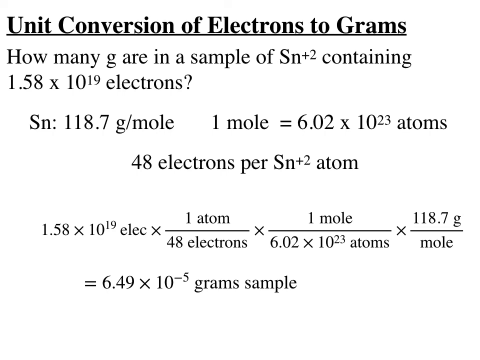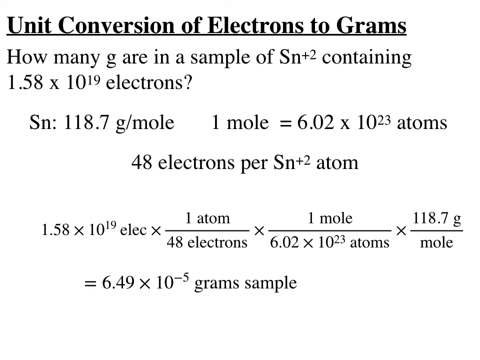You are going to need to know how many electrons are present in a tin plus 2 cation. Now remember what we spoke about in our previous unit, that a cation is formed not by adding protons to the nucleus. A cation is formed by removing electrons from an atom. So from the periodic table, a neutral tin has 50 electrons. So a tin plus 2 cation must have 48 electrons. So I can use this to convert my number of electrons into the atoms of tin plus 2.